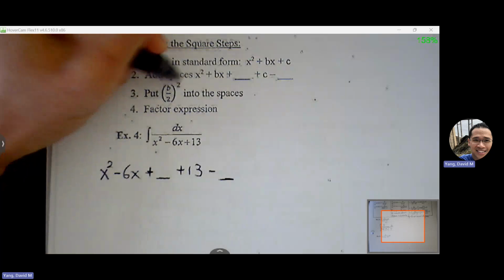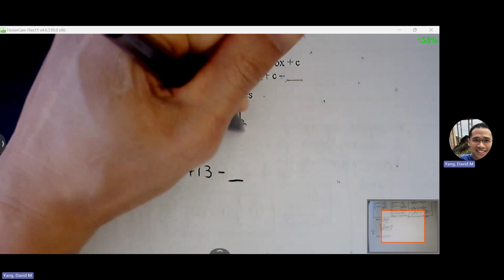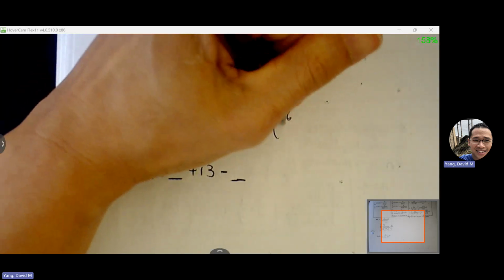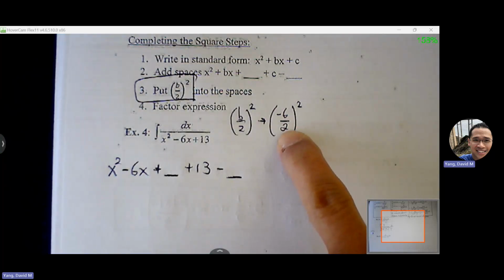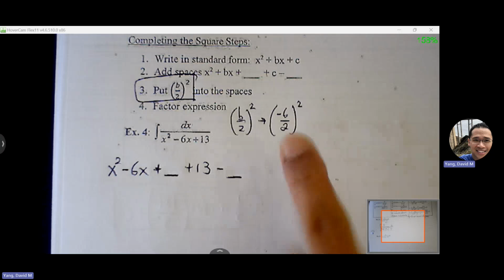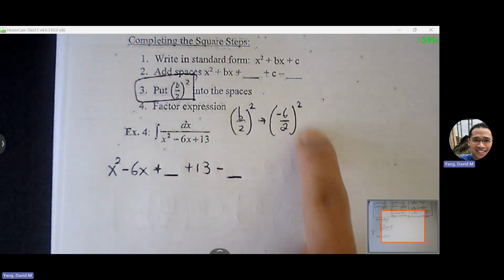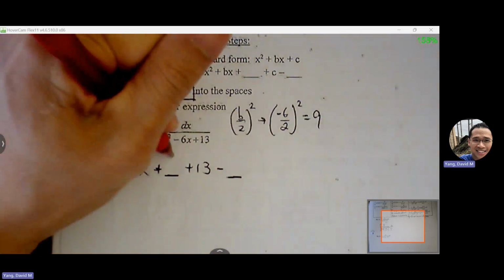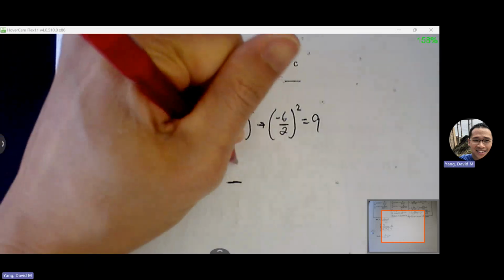So what goes inside the space? What goes inside the space is this b over 2 squared. So b over 2 squared, my b value is going to be the coefficient in front of my x. So it's going to be the -6. So it's going to be -6 over 2 quantity squared. The quantity squared is always going to make whatever you started with turn positive. So this will be the positive number, and this will always be a negative number. So -3 squared is 9. So we're going to put a 9 in the first space, and then a 9 in the second space.